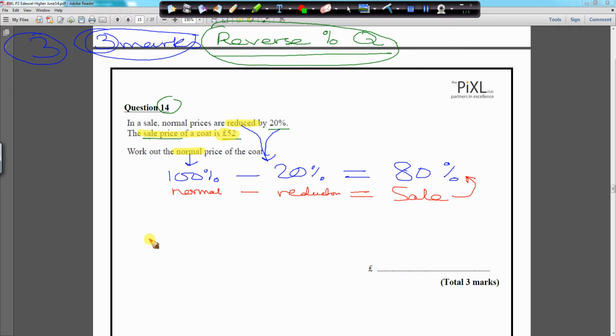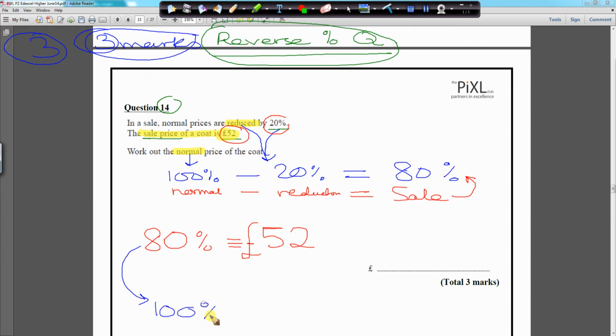So we know that 80% of our original value is equivalent to £52. That is the interpretation here: 80% is equivalent to £52. We need to work out 100%. So we need to go from 80% to 100%. That's what we need to be at. So we need to know what was the original normal value.